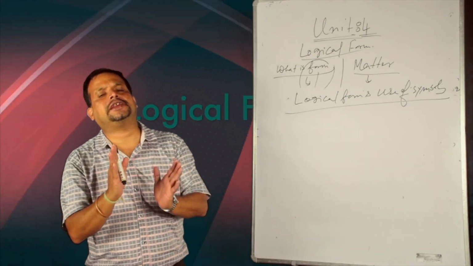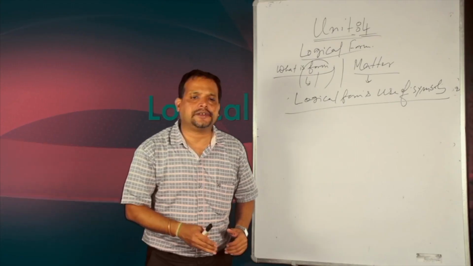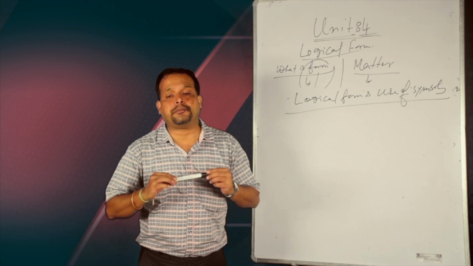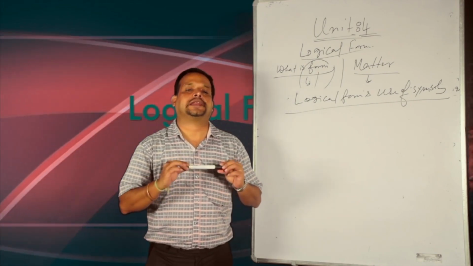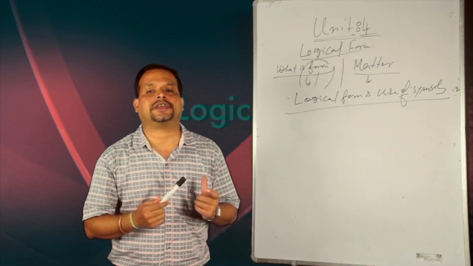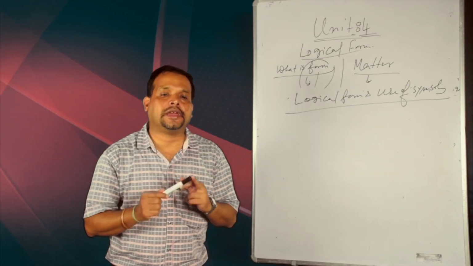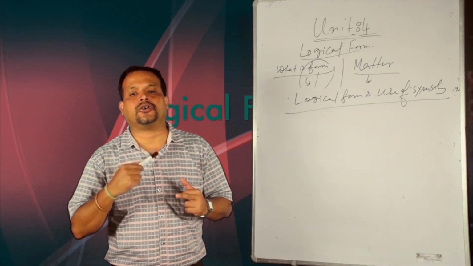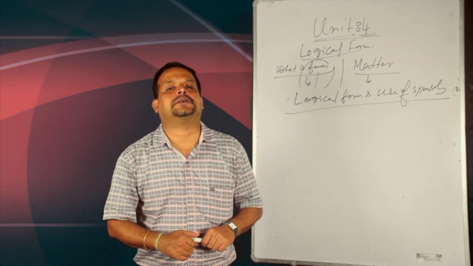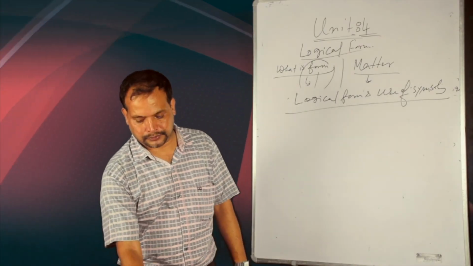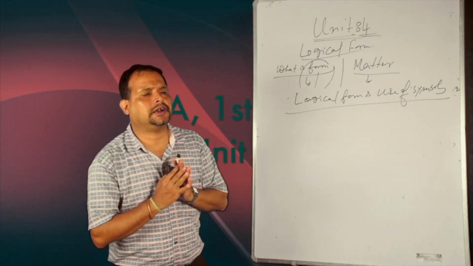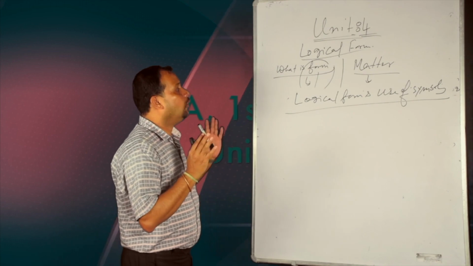Secondly, modern logic is completely formal in nature. The use of symbols is indispensable because symbols make the form of the argument clear and help one to withdraw one's attention from the content or matter. Rather, the focus is on the form of the argument, which helps to determine the validity of the argument. So, this is all about the unit, that is logical form.